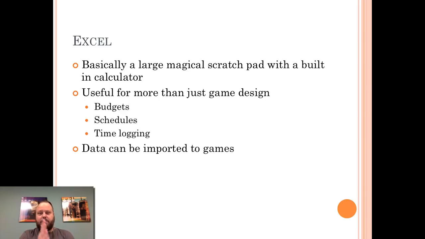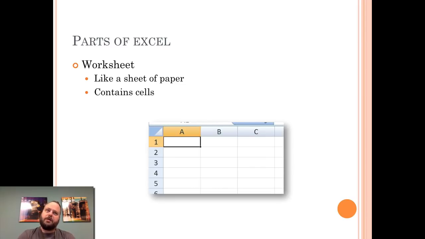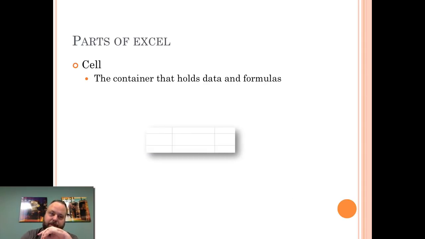Alright, so let's go ahead and start looking at Excel first. Let's look at the parts. So we're using this here because I'm going to show you in here first so we don't have to switch back and forth. So parts of Excel. Well, the main part is the worksheet. Basically, it's a piece of paper, and this paper contains cells. Alright, on that paper, the cells are basically the containers that hold our data and formulas.